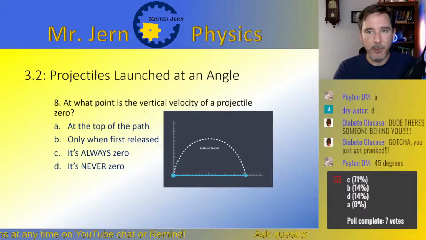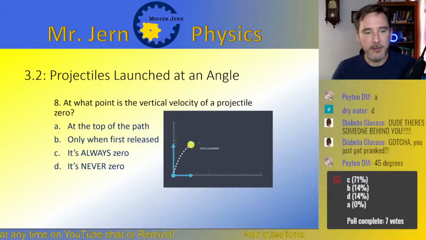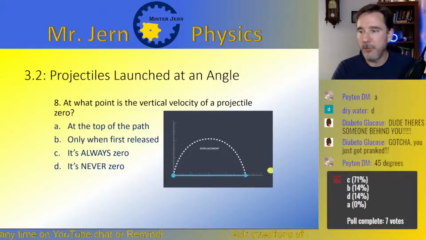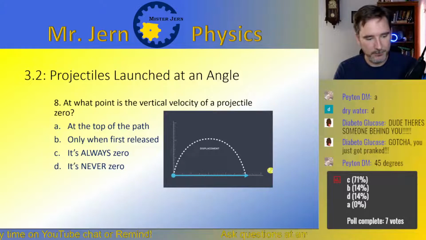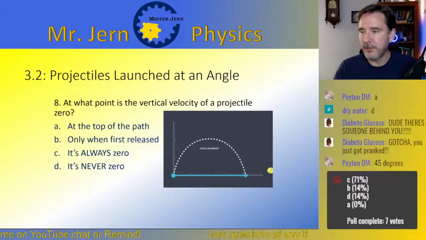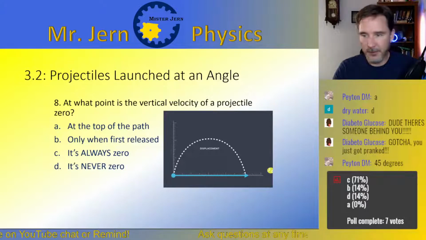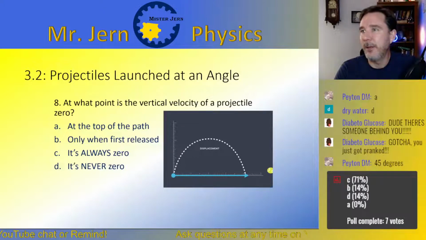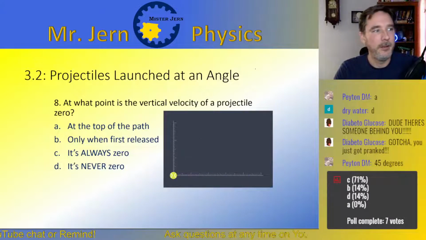At what point is the vertical velocity of a projectile 0? All right, let me throw up another poll. I can't set up a default poll. I have to do A, B, C, D every single time, but I kind of like it. It's kind of a pain, and a little slow too, but that's okay.